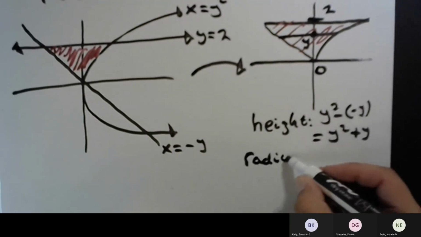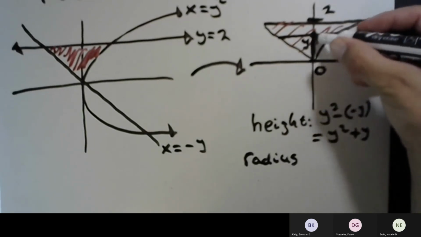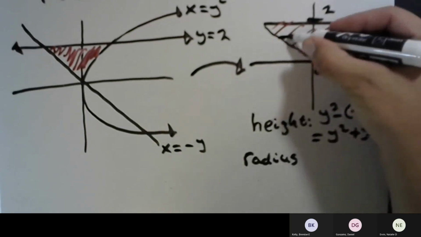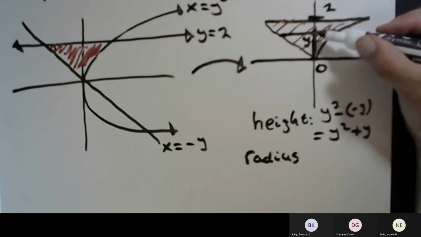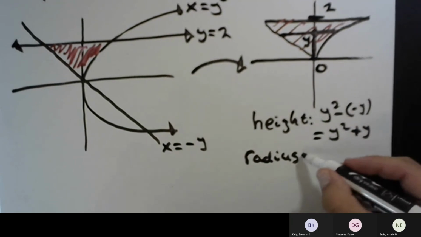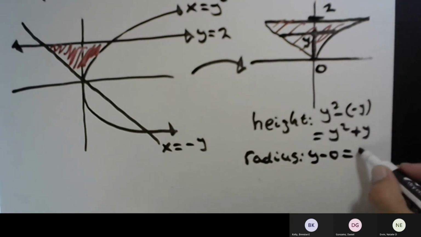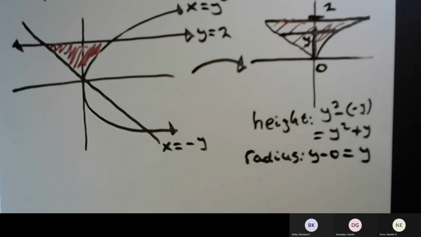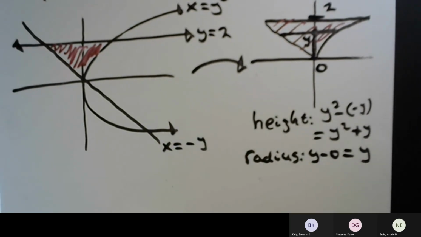Now the radius is going to be the distance from this y to here. So we have a height and we have a radius. The radius is the distance from the y location to the x-axis, and that's just y minus 0, or y. Those are the two things we need to find to use this formula.